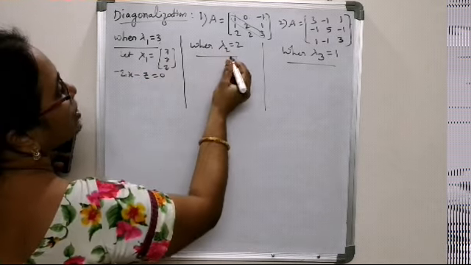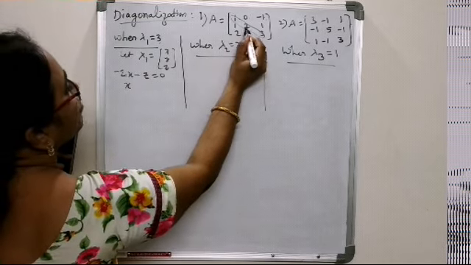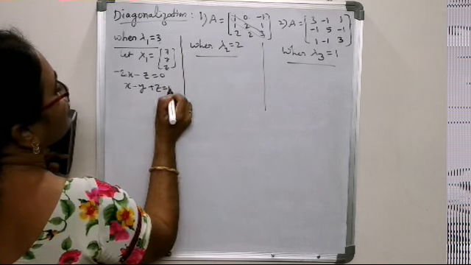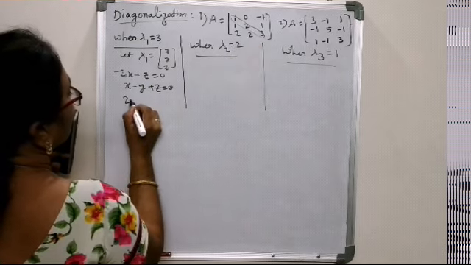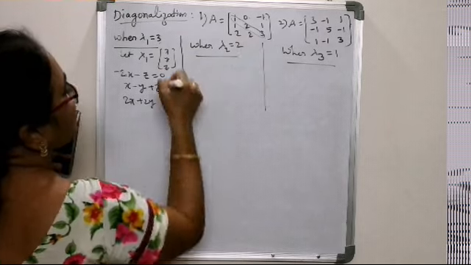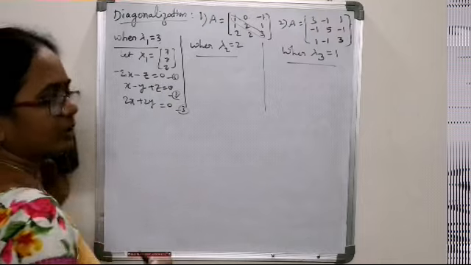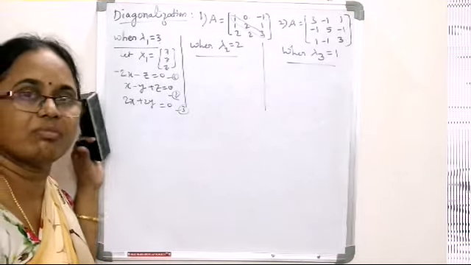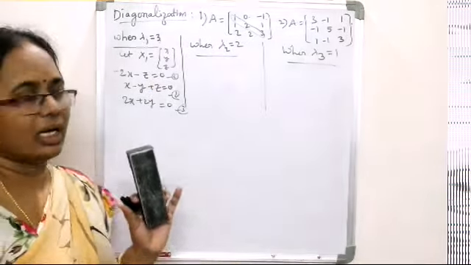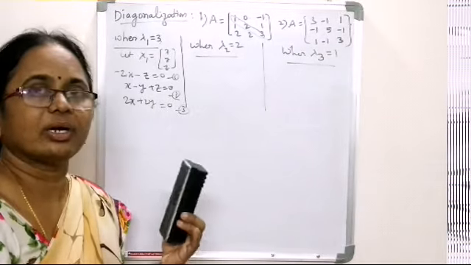Similarly, from the second row, we have 1 into x plus 2 minus 3, it is minus y, plus 1 into z, plus z equal to 0. From the last row we have 2x plus 2y plus 3 minus 3, we have 0z equal to 0. These are the three equations we have. The three equations represent the homogeneous system corresponding to the eigenvalue 3 of the given matrix A. From the system, now it is easier for us to calculate the eigenvector X1.